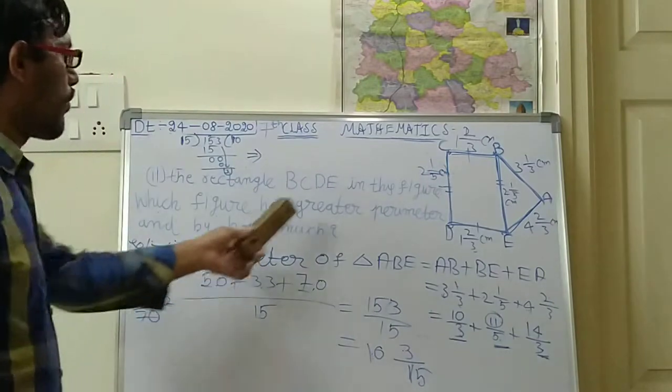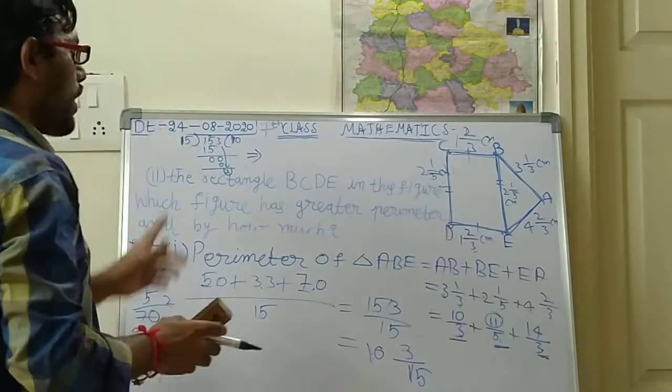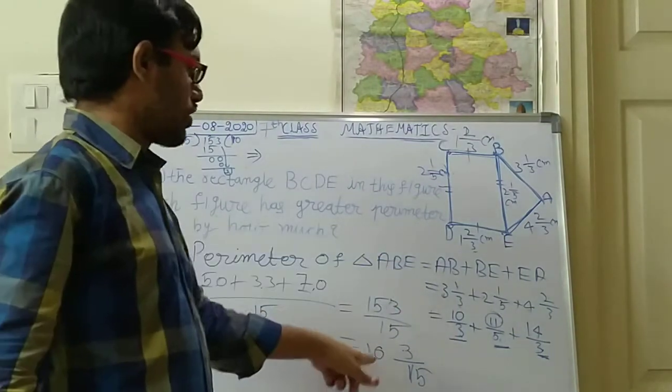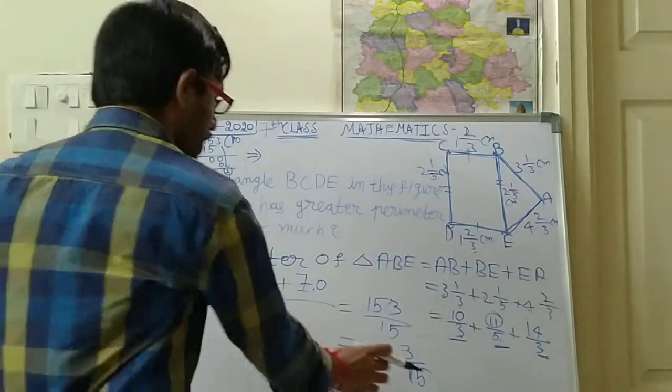Okay. Now you should find the rectangle's perimeter. I think you have understood this one. So what is our answer here?